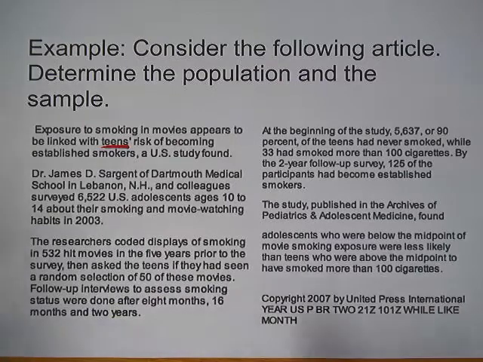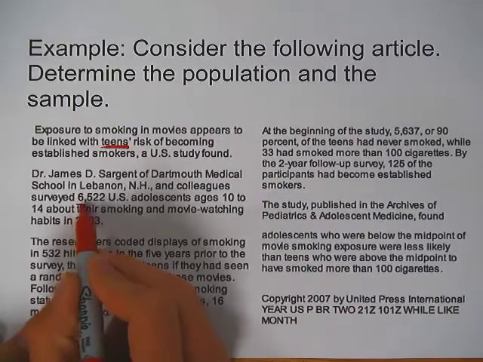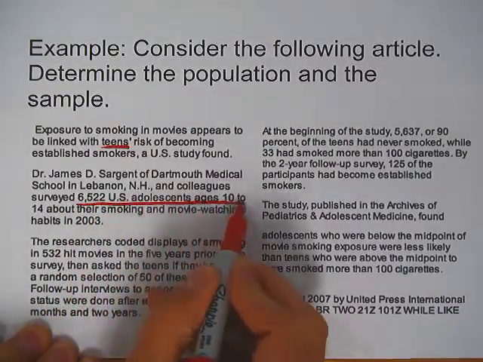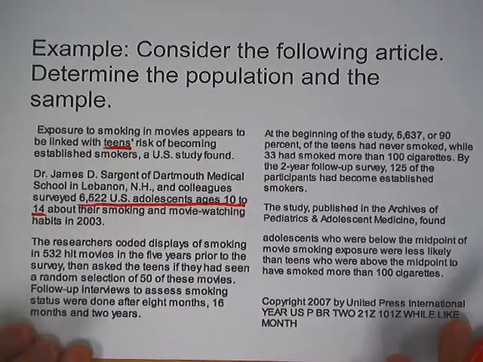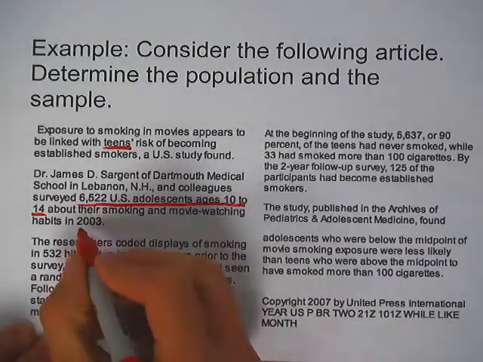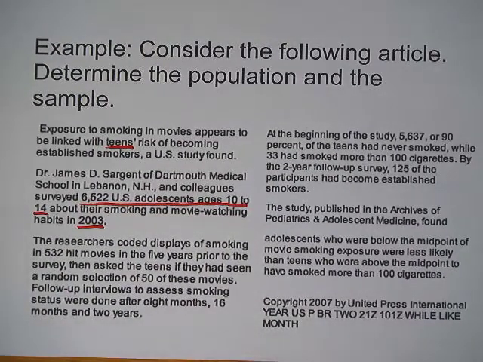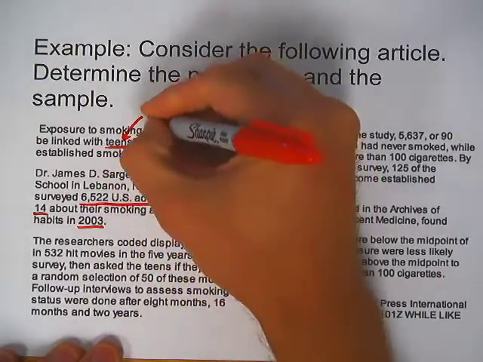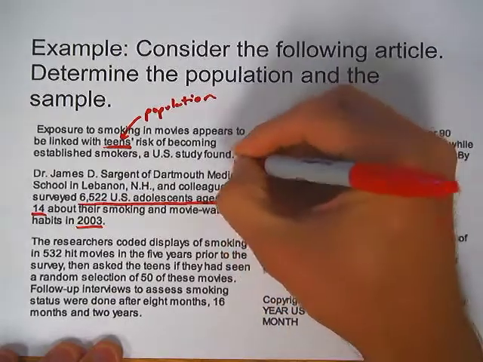There's no way that they could measure all teens. So what they did is they took this sample. Now we need to be pretty specific about this sample. The sample was the 6,522 US adolescents aged 10 to 14. And I would say that the 2003 is also important. So in this case I would say teens is our population, and this is certainly our sample.